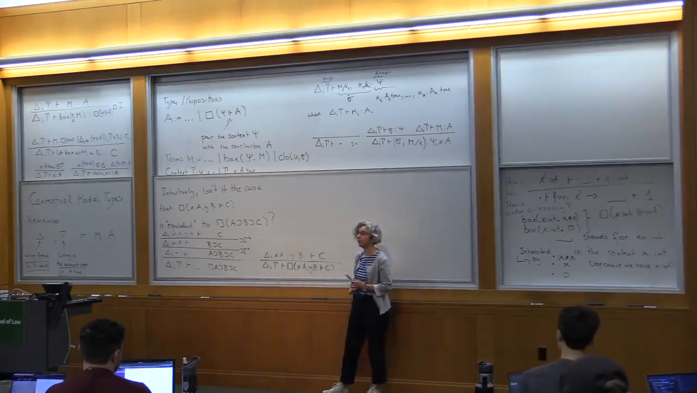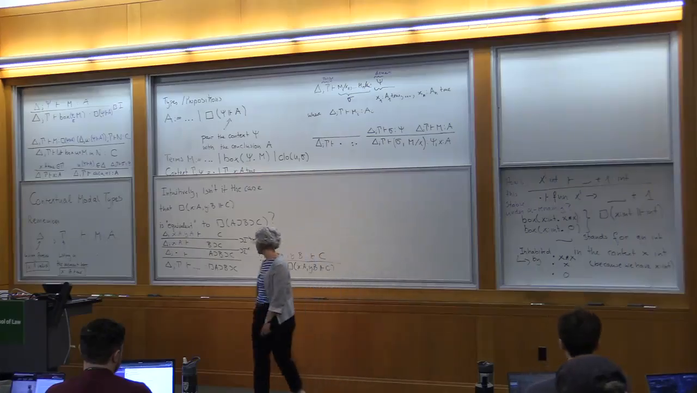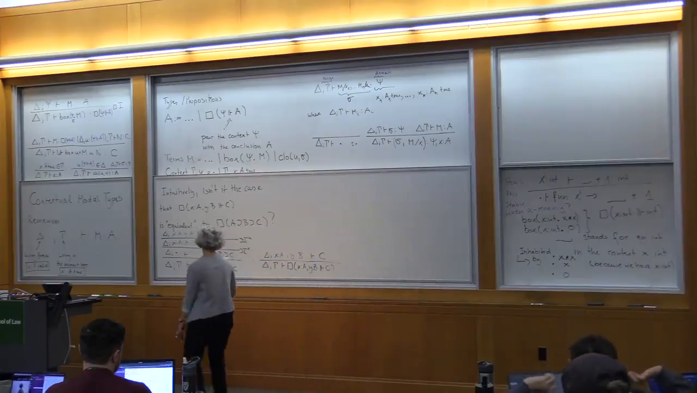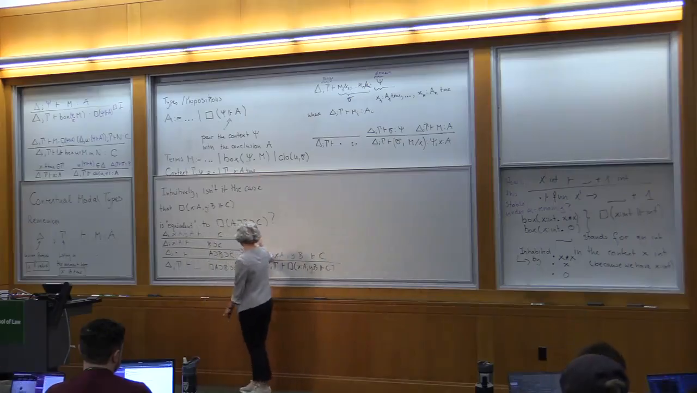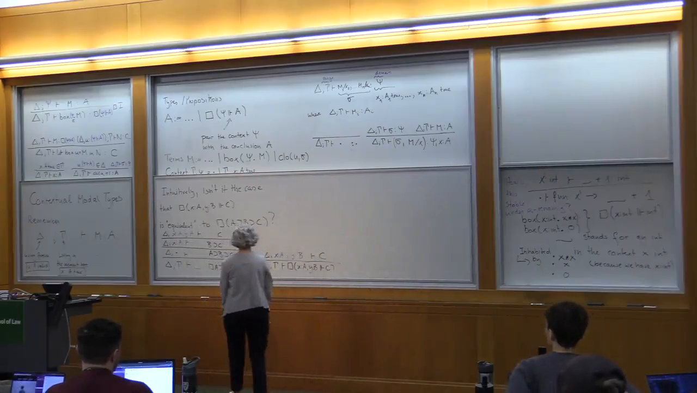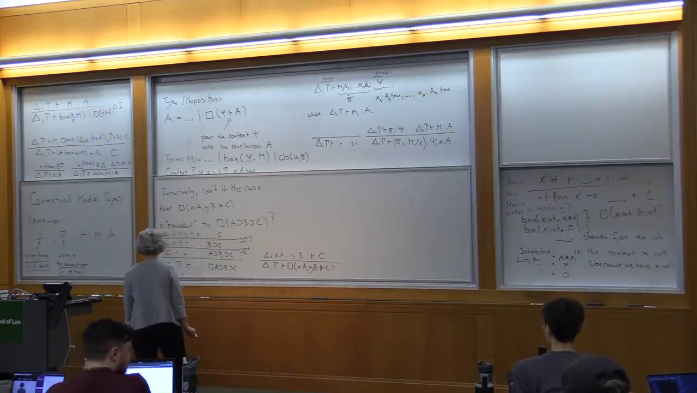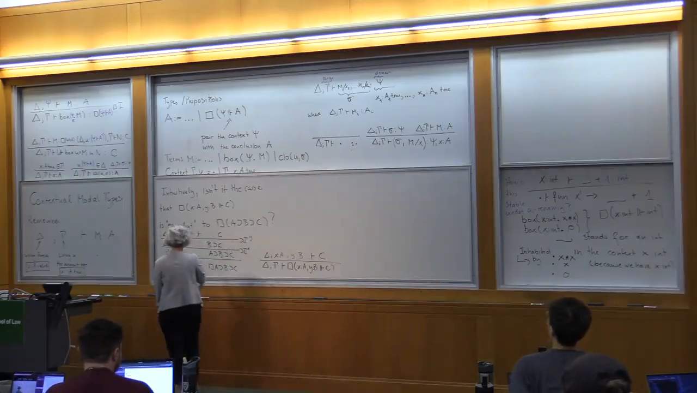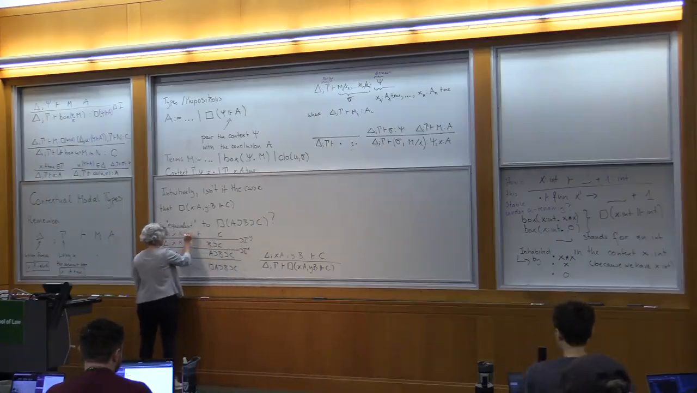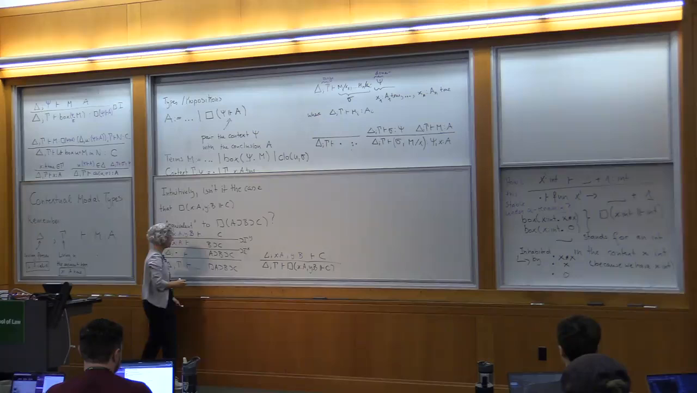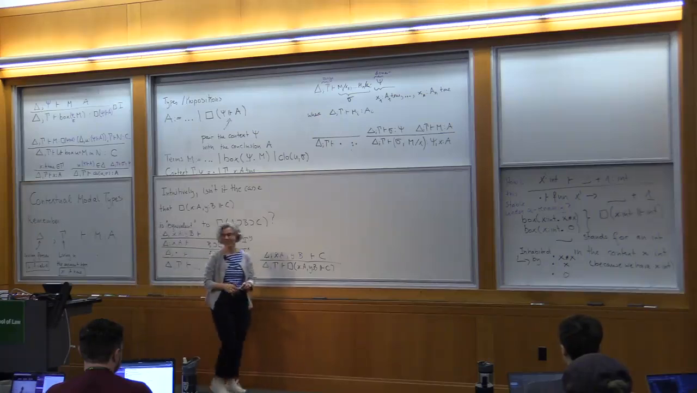Yes? Shouldn't Y be on the top left? Oh, yeah, it should be Y. This one here? No, it should definitely be Y. Top left. The type of Y. Ah, it should be a B. Very good. Thank you. Somebody's alive.